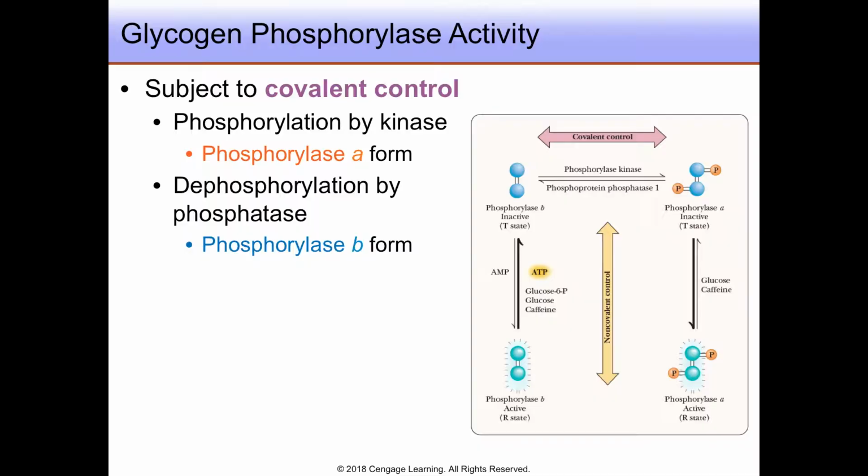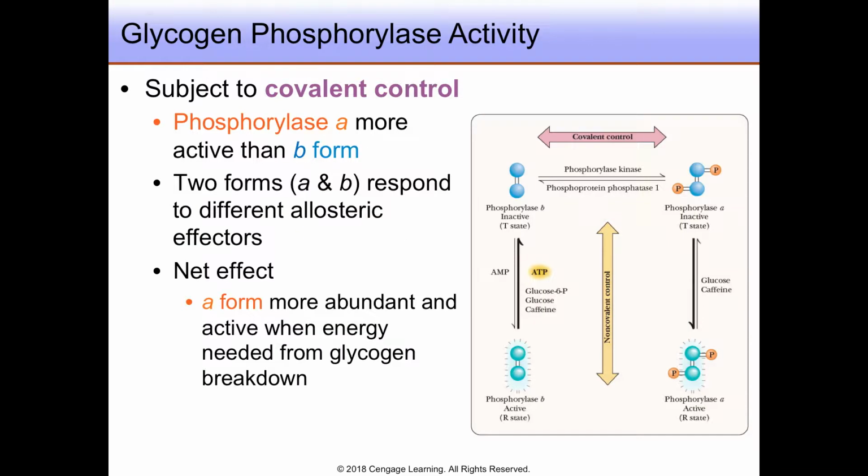Phosphorylation of glycogen phosphorylase converts it to the more active A form, as shown on the top right of the figure. Removal of this group converts it back to the less active B form on the top left. Notice from this figure that the two forms of glycogen phosphorylase, the A form and the B form, may each exist in either the R or T conformations.